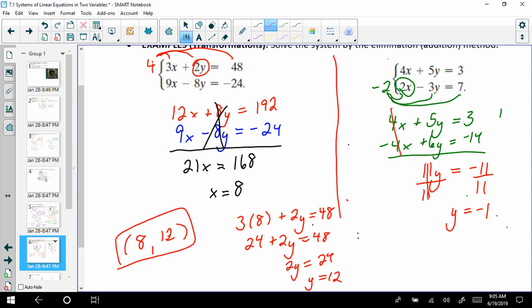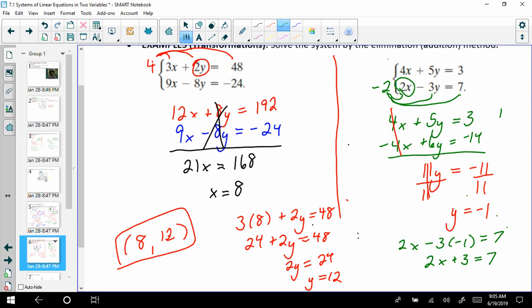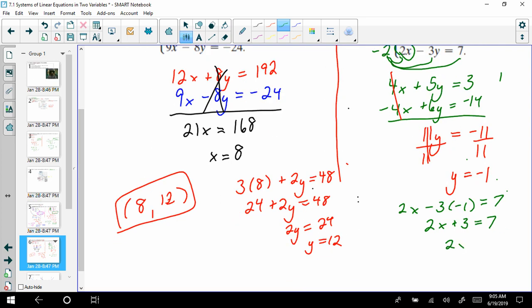So now to get the x answer, you're going to substitute your -1 back in. I'll do the bottom equation. So I'm plugging -1 in for the y. So I get 2x plus 3 equals 7. I would subtract 3. Divide by 2. And I get x equals 2. The last step, write this as an ordered pair. Make sure the x comes first. So my ordered pair solution should be 2, -1.